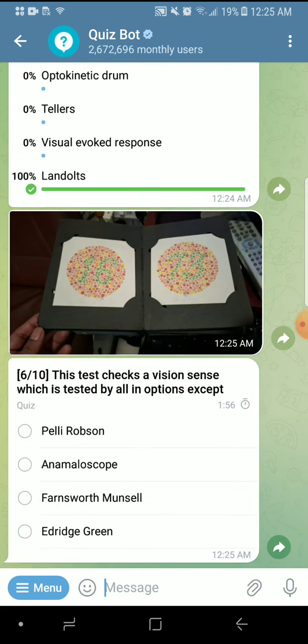The sixth question is the Ishihara chart. The Ishihara chart is based on color sense. So the question was, which of the following is not based on color sense, except anomaloscope, Farnsworth-Munsell, Edridge-Green lantern, or other color vision tests? Pelli-Robson is based on contrast sense. That's the answer to this question.